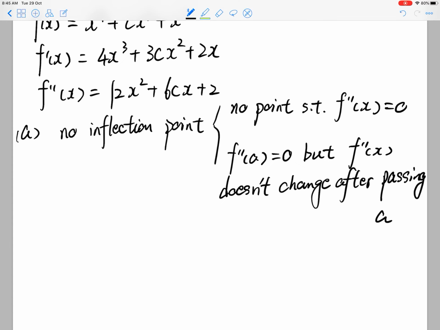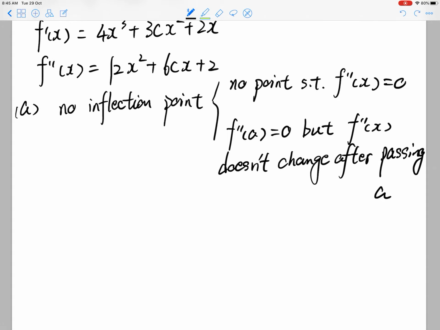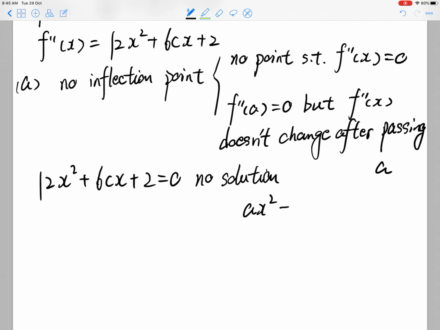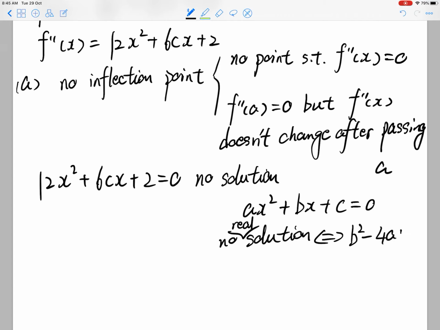Okay, so let's see first. There's no point such that second order derivative equals 0. So the second order derivative is 12x squared plus 6cx plus 2 equals 0. If this has no solution, we know that for a quadratic equation ax squared plus bx plus c equals 0, no solution means no real solution. Okay, no real solution means your b squared minus 4ac must be smaller than 0.